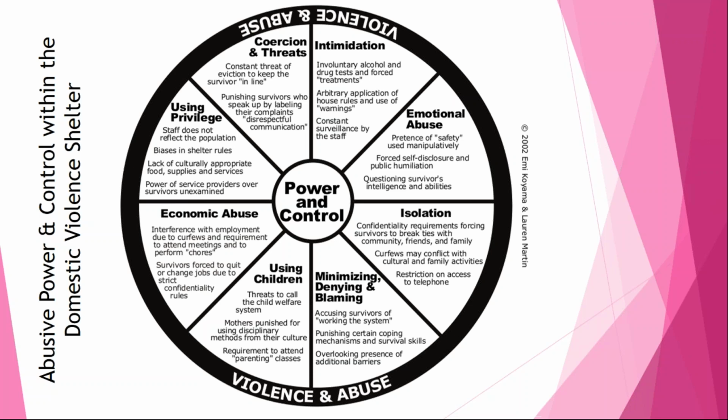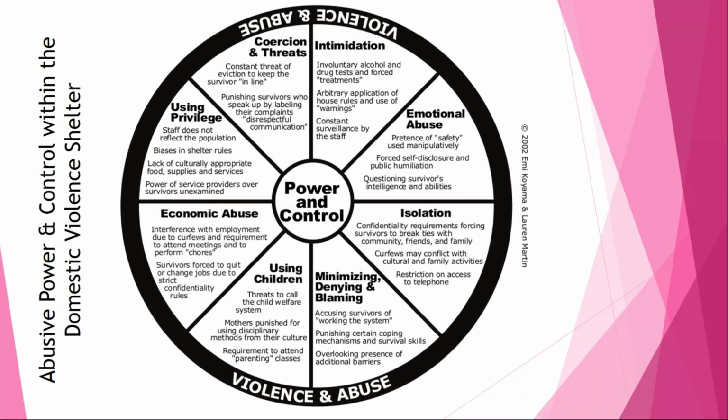Isolation, restricted access to phones, curfews, forcing survivors to break ties with family and friends and community who are safe support systems. We're not talking about connections to the abuser, people who are potentially unsafe, but people who are safe support systems. Threats to call the child welfare system, requirements to attend parenting classes, punishing certain coping skills.